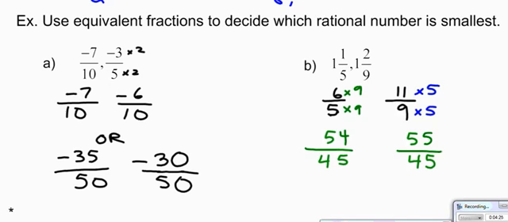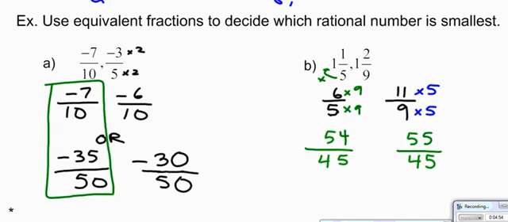Either way, we're looking for the value that is smallest. So we're looking at negatives. We're thinking farthest to the left. So -7/10 or -35/50, these would be the smaller values because they would be further left on a number line. If we're looking at the second example, I started off by taking your mixed numbers and turning them to improper fractions. So the way that we do that, 5 times 1 is 5. Add the part on top, gives us our new numerator, so 6/5.